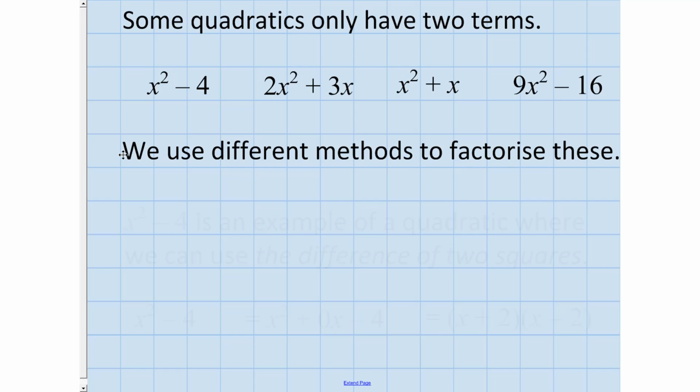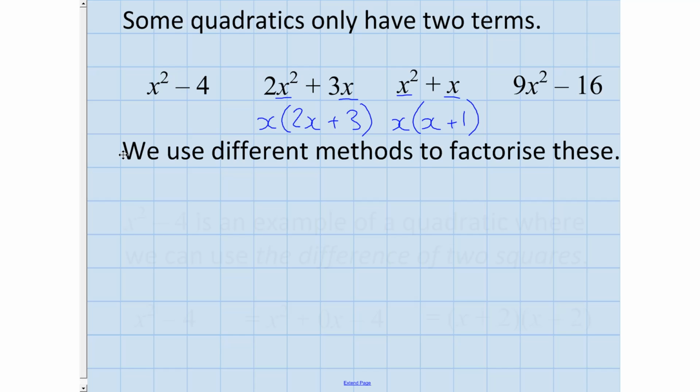If we look at the middle two, we can factorise them by just taking an x out, because they both have an x. So we can take an x out. To get from x to the first term, I need 2x. X to the second term, I need a plus 3. Similarly for this one, x squared and an x, I can take an x out. To get from x to x squared, I need another x. And to get from x to plus x, I need to times it by 1.